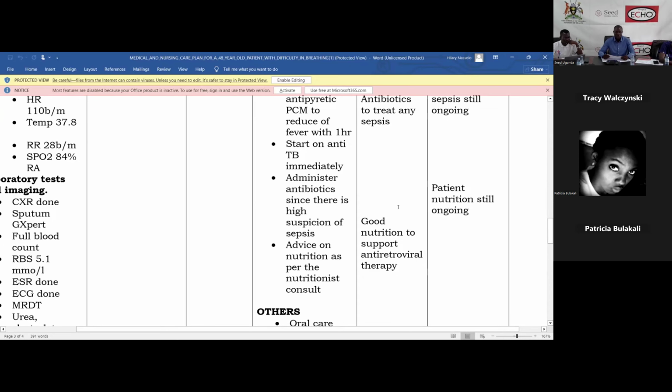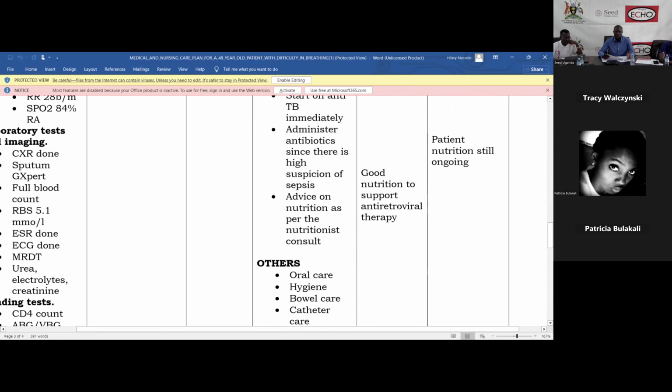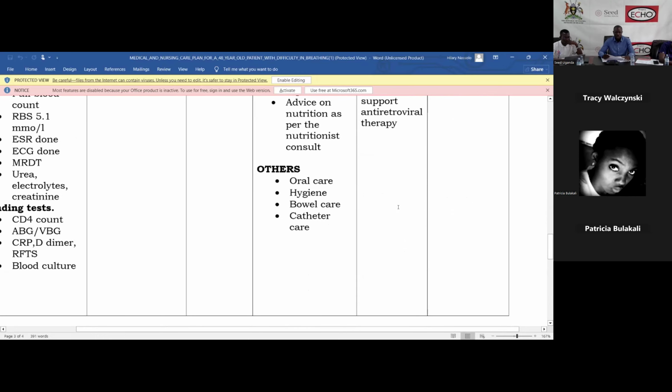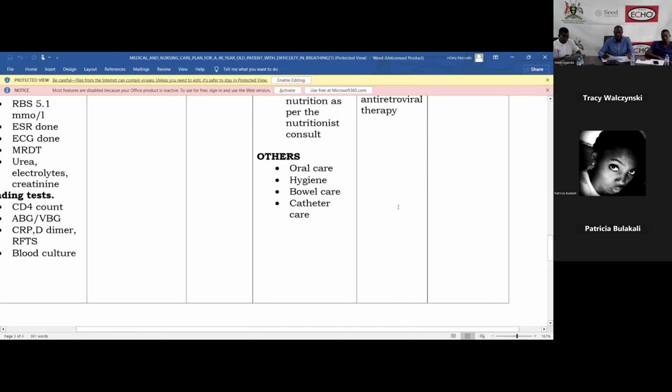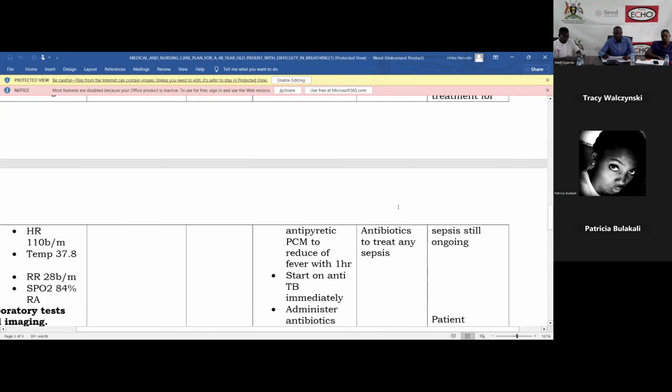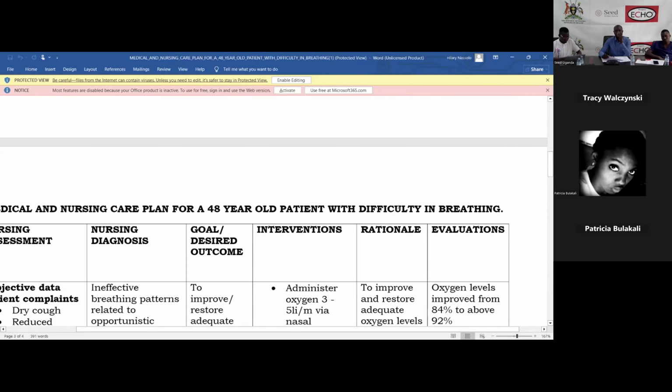Others that we might also need to take care of: look at the oral care, very important. The patient has to feel comfortable. Hygiene of the patient, bed bath, we need to emphasize. We need to ensure bowel care, that our patient is able to pass stool very well, as well as catheter care. Those are our interventions as nurses and midwives. Why are we doing all this? The rationale.